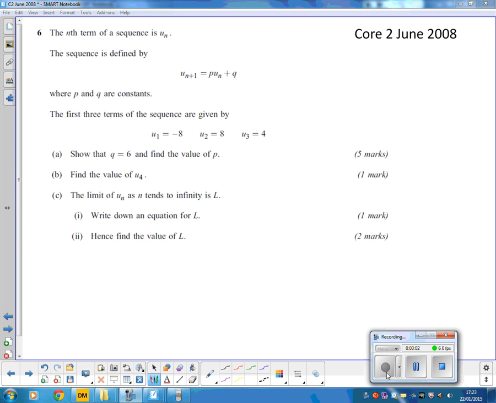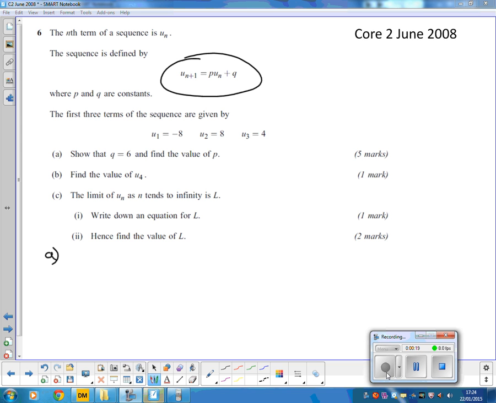Question 6 is all about sequences. However, the formula book is not going to help you here because it's an inductive definition. So they've given us the first three terms and want to show that Q equals 6 and find out what P is. Now these things are related by this formula here.